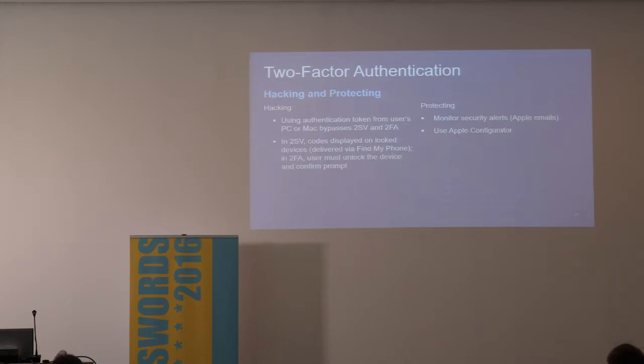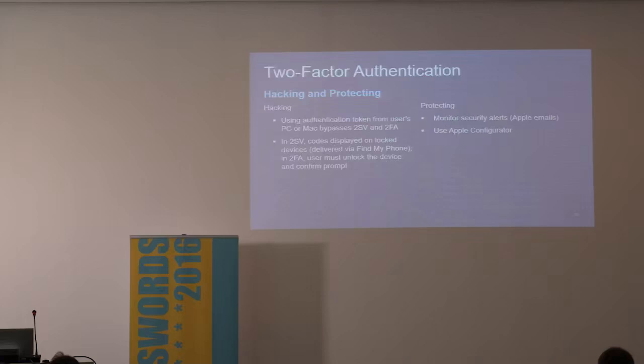So, how can one protect themselves from these types of exploits? Well, monitoring security alerts is one thing. Using Apple Configurator is another thing. With Apple Configurator, you can set up your iPhone to be as secure as you like. You can restrict the number of devices receiving these alerts. You can remove your SIM card. You can remove your trusted phone number. So you can configure it as you like.